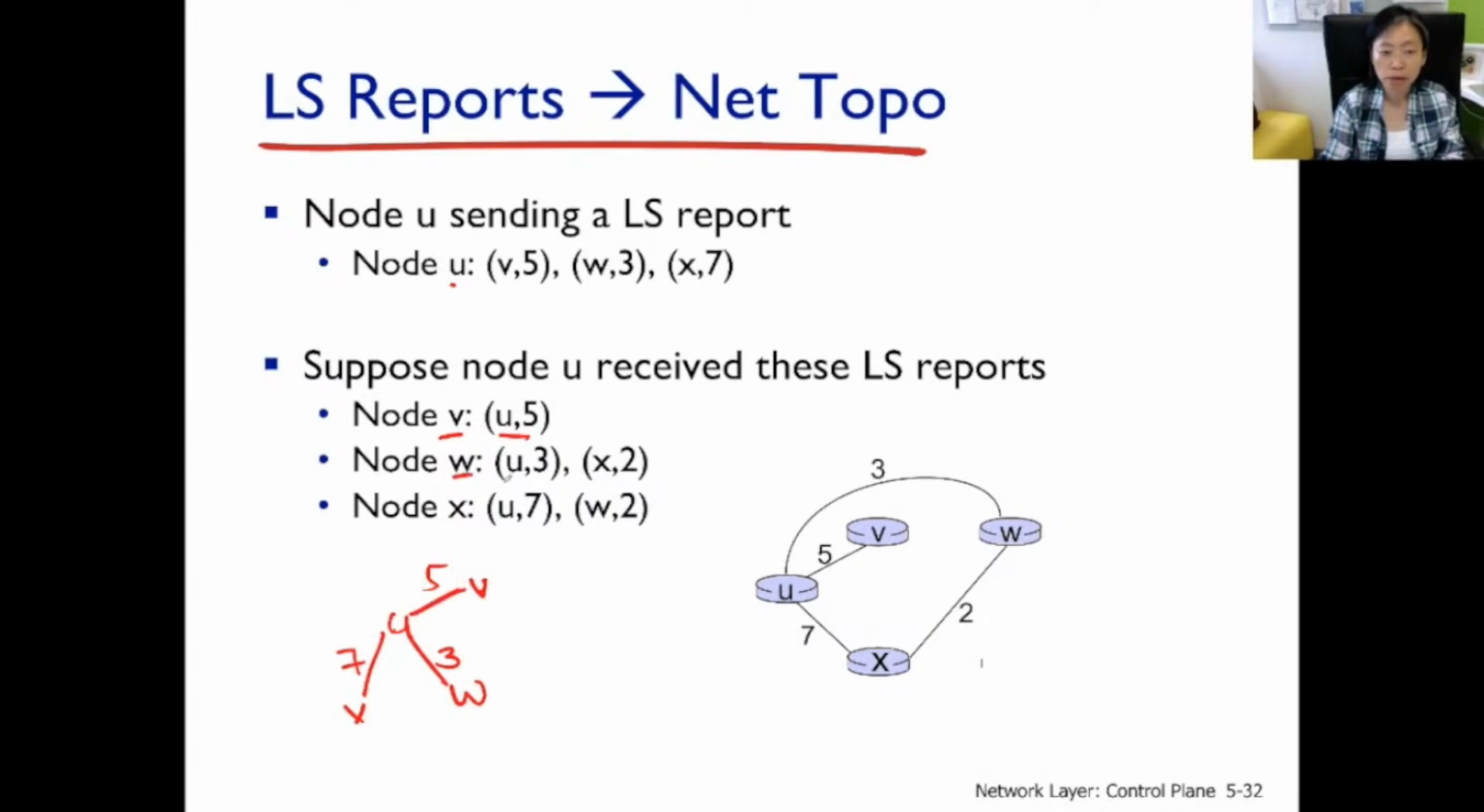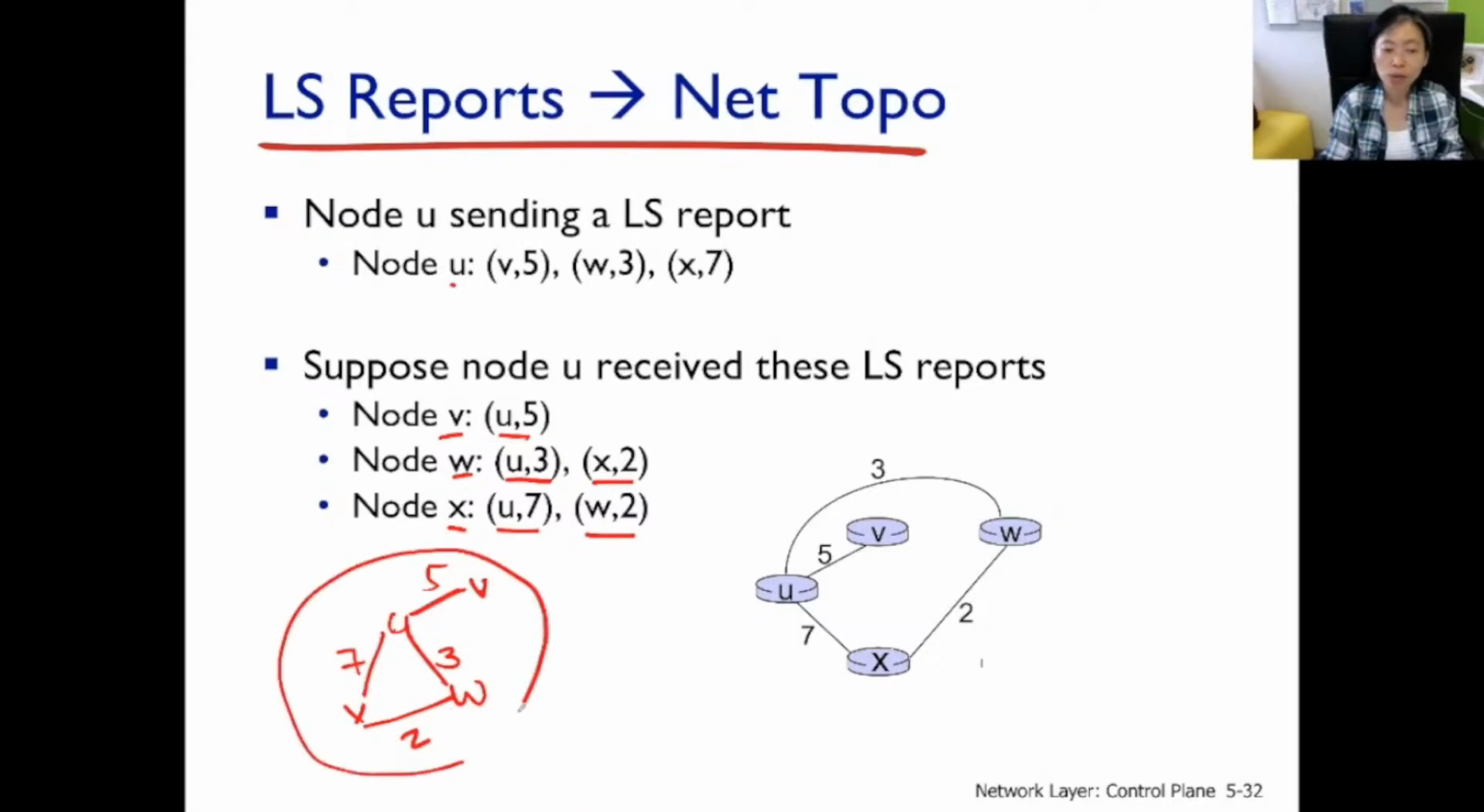W's report is going to tell us the cost to U is 3, which you already know. W is also connected to X with link cost 2. So W connects to X, link cost 2. X's report says I connect to U, which you already know. X also reports that it's connecting to W, link cost 2, which you already have.